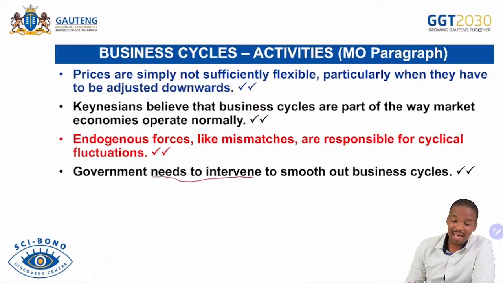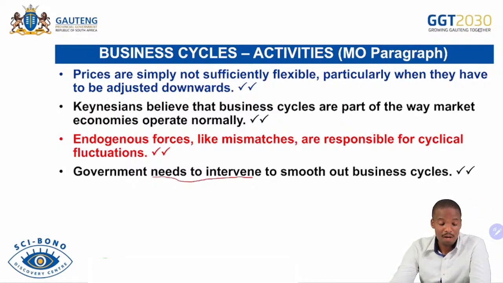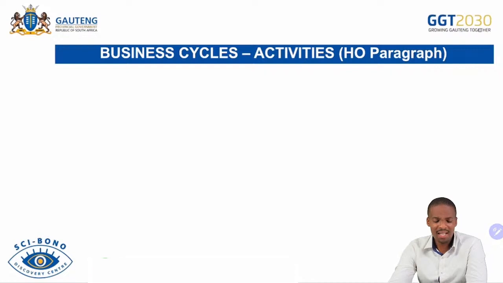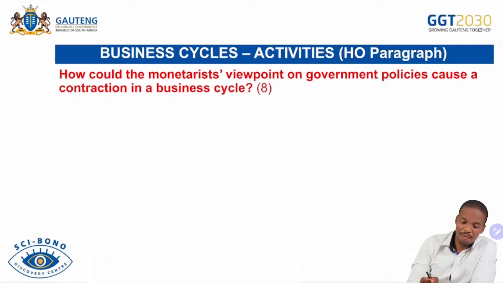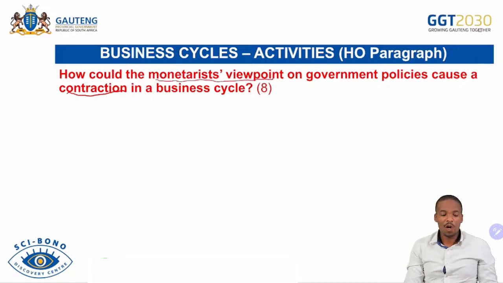So, because markets are inherently unstable, there is a need for government intervention. Price mechanisms on their own fail to coordinate demand and supply. And the Keynesians believe that business cycles are part of the way that market economies operate normally. That is an eight mark question. Then another one, it says, how could the monetarist viewpoint on government policies cause contraction in the business cycle? How could the monetarist view on government policies cause the contraction?